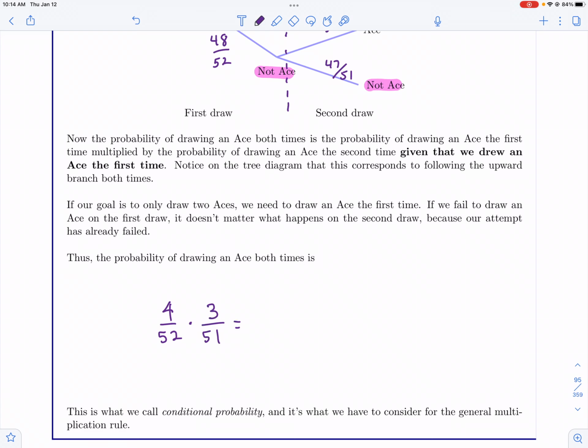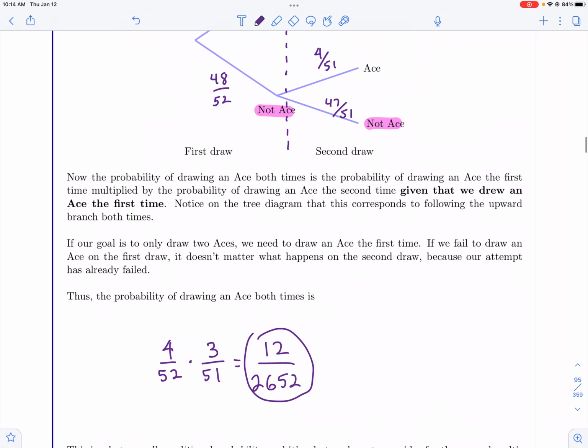And then again, with multiplying, we're just going to multiply straight across the top, straight across the bottom. So 4 times 3 is 12. And then 52 times 51 is going to be 2,652. And so again, with these, I'm going to usually leave these as fractions just because sometimes these denominators can get so big that the probabilities can be fairly small. So I'm going to leave these in fraction form as well, just to make life a little bit easier.